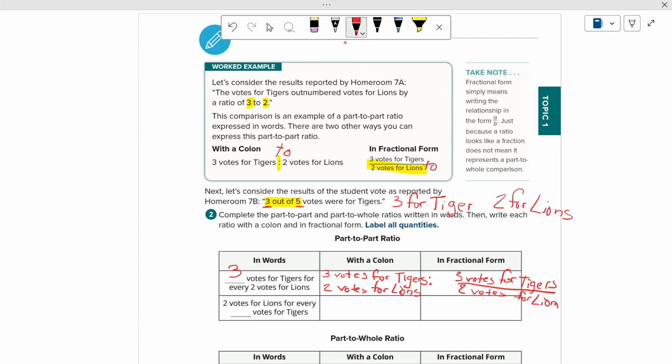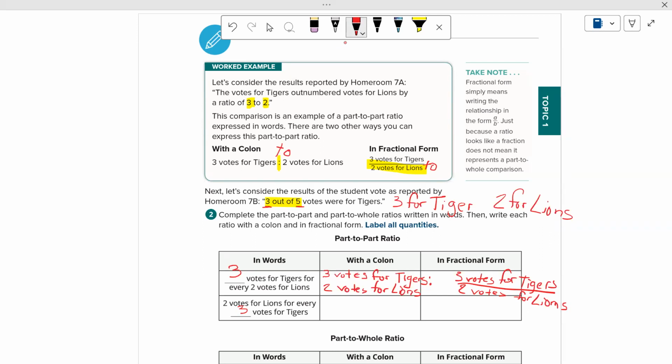This is really crooked, but you guys, oh, you could reverse it. 2 votes for lions for every 3 votes for tigers. Because remember, with ratios, order matters. You have to write it in the order that they want you to.